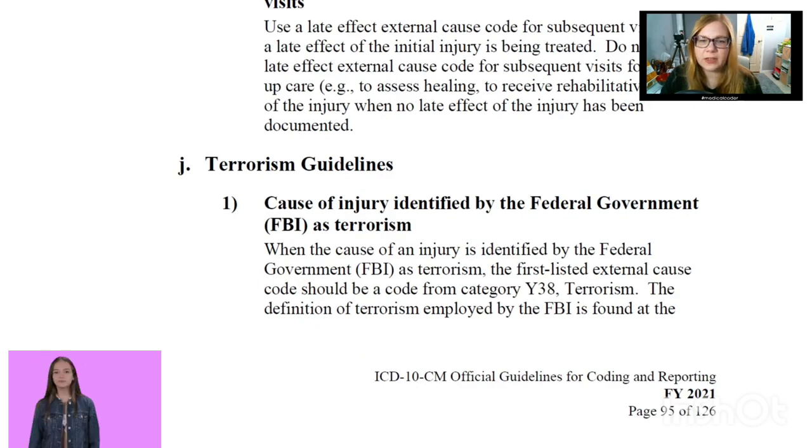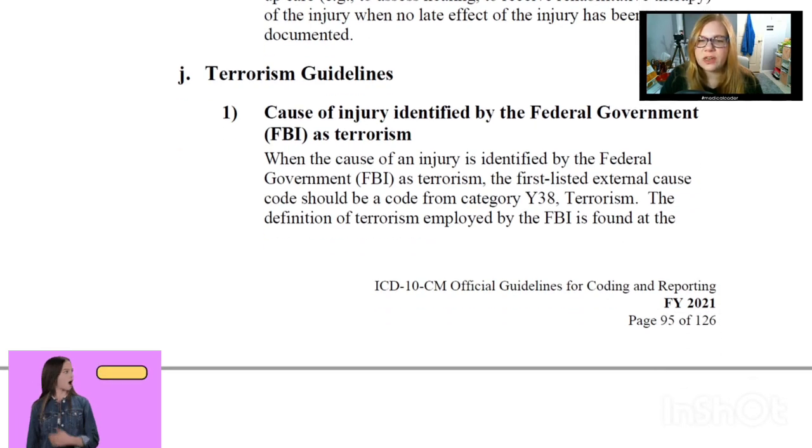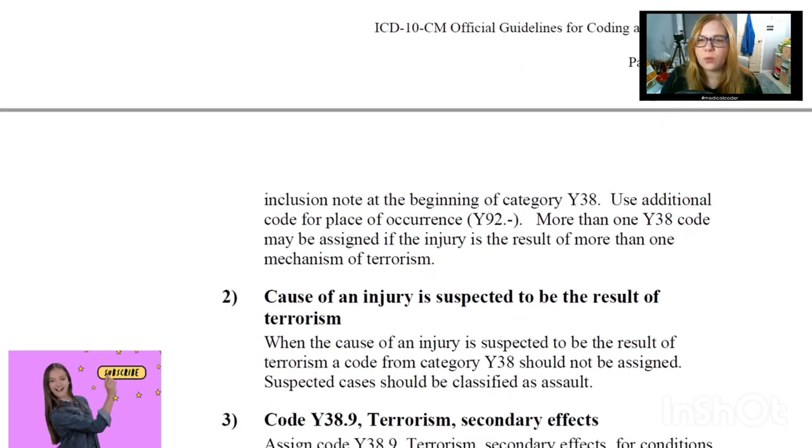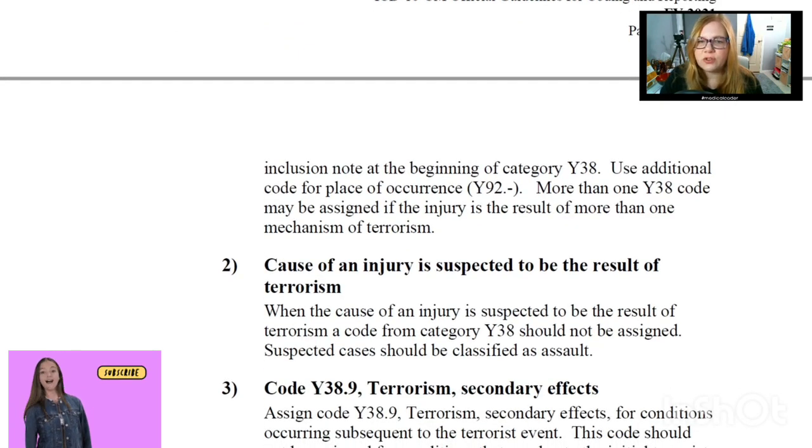So terrorism guidelines, the cause of injury identified by the FBI as terrorism. When the cause of an injury is identified by the FBI as terrorism, the first listed external cause code should be a code from category Y38, which is terrorism. The definition of terrorism employed by the FBI is found in the inclusion note at the beginning of category Y38. Use additional code for place of occurrence, so those are our Y92 codes, and more than one Y38 code may be assigned if the injury is the result of more than one mechanism of terrorism.